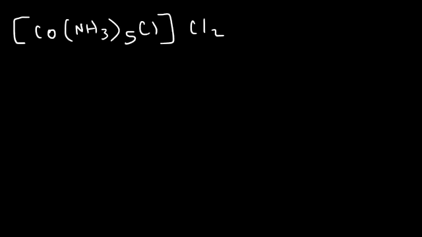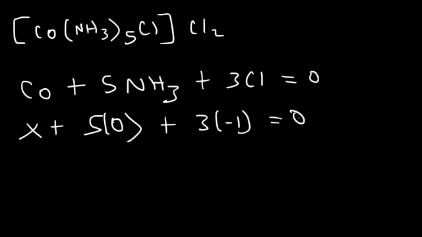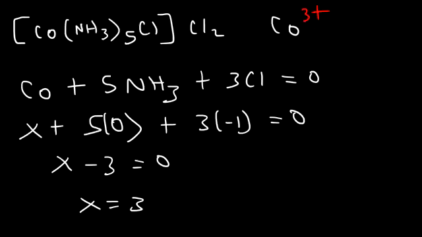So what is the name of this particular complex or coordination compound rather? Once again, let's calculate the oxidation state. So we have Co, 5 NH3 molecules, and 3 chlorine particles. Now ammonia has an oxidation state of 0. Chlorine is -1. And so it's going to be x minus 3 is equal to 0, so x is 3. So the oxidation state of cobalt is +3.